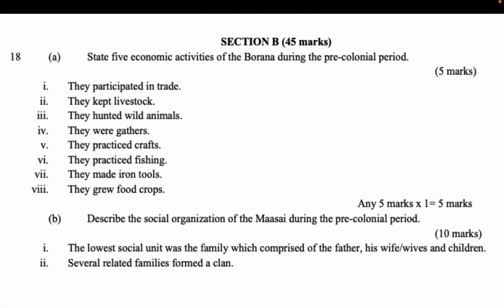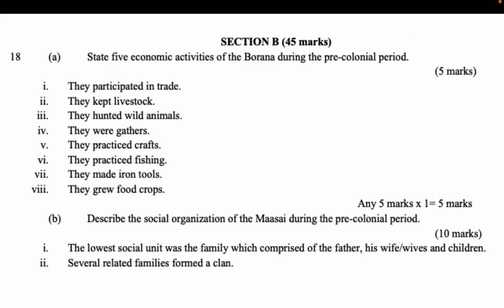Section B, 45 marks. 18a. State 5 economic activities of the Borana during the pre-colonial period. 5 marks. They participated in trade. They kept livestock. They hunted wild animals. They were gatherers. They practiced crafts. They practiced fishing. They made iron tools. They grew food crops. Any 5 x1 equals 5 marks.